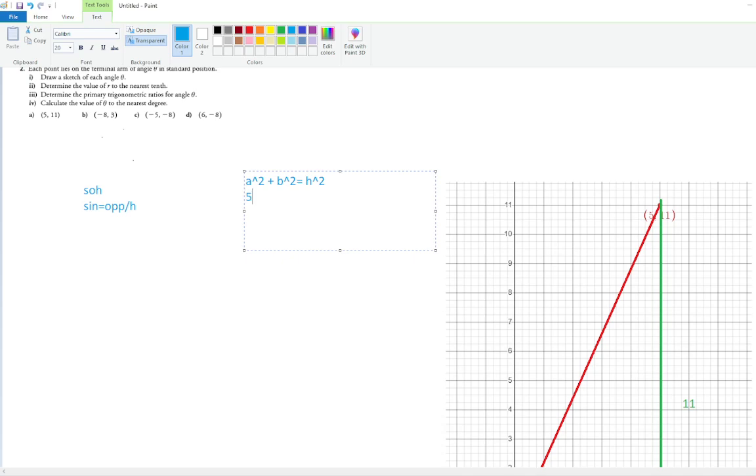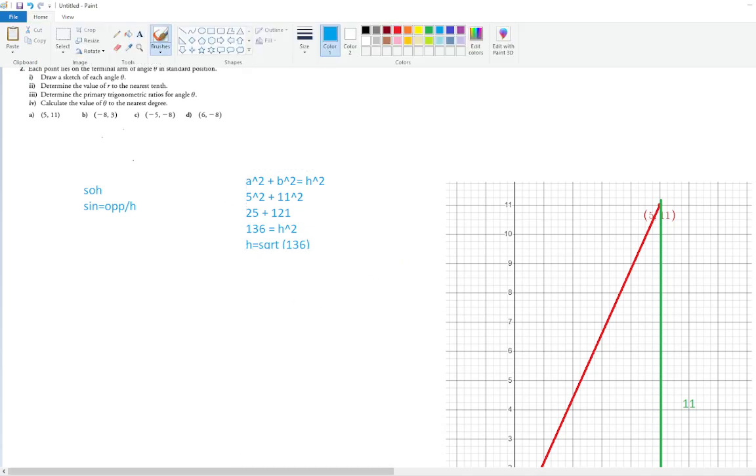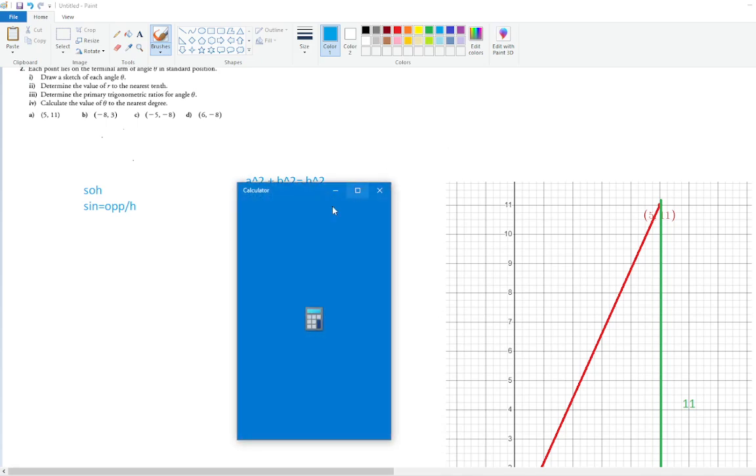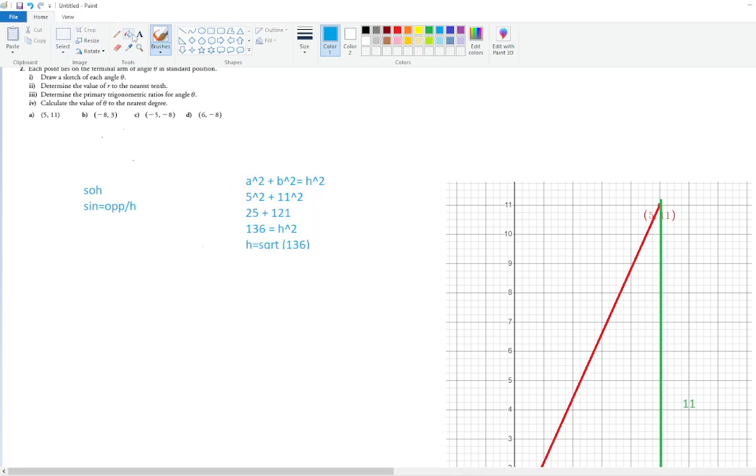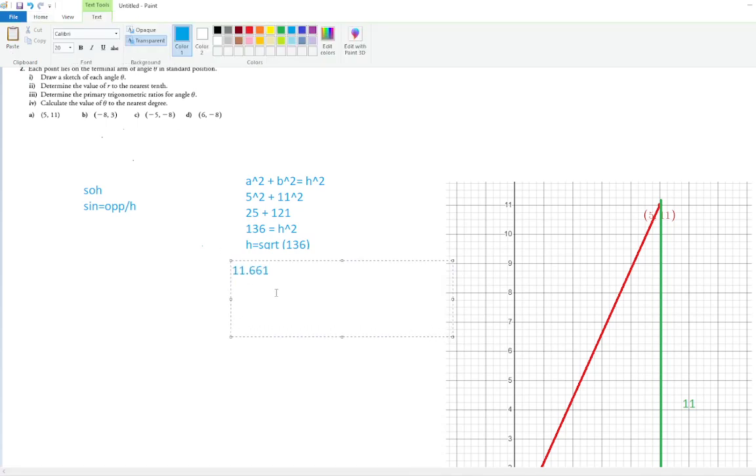Well, that's going to be a is 5 squared, and b is 11 squared. And that's 25 plus 121, which is 136. It's equal to h squared. So it means h is equal to the square root of 136. But in the question, they actually ask us for the nearest tenth. So we're going to actually take the square root, which is unusual. Normally you don't. And we're going to take the square root of it. And we get that. Now they want it to the nearest tenth.